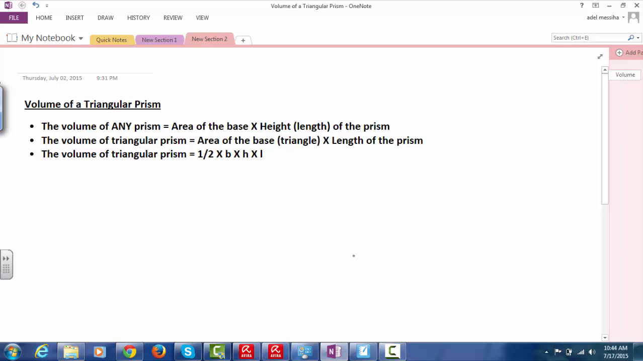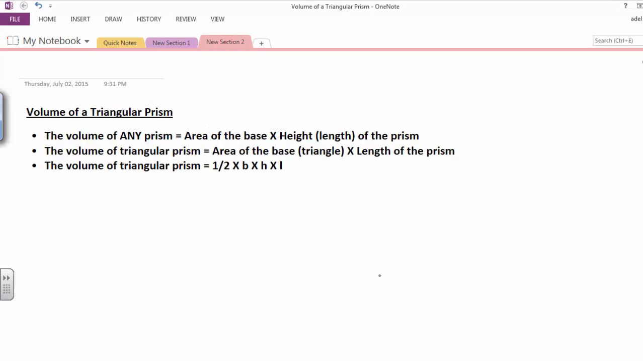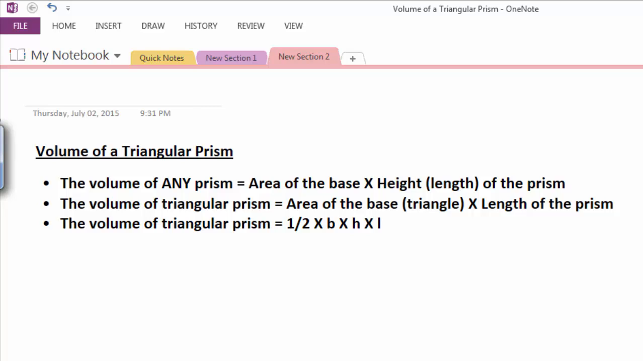Unit 3, Lesson 4. We are going to talk about volume of triangular prism today. But before we talk about the volume of the triangular prism, I'd like to mention the volume of any prism. So we're going to forget now about the triangular prism. We're going to talk about any prism.